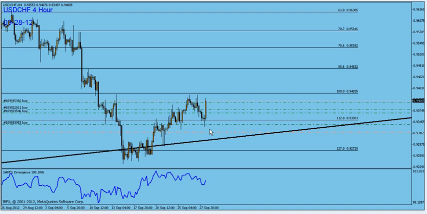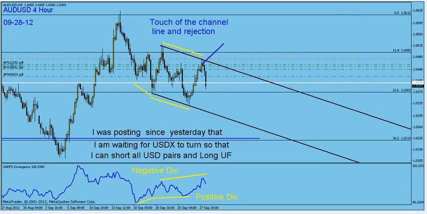Look at this Aussie. This is again this channel here, with the big divergence on my indicator. And then when it was on the channel resistance, USDX was bouncing from a support. So what else do you need? What kind of confirmation do you need? That is 100% solid confirmation.